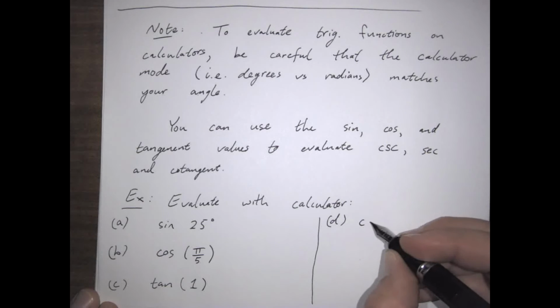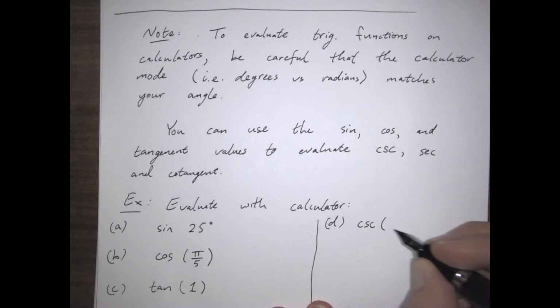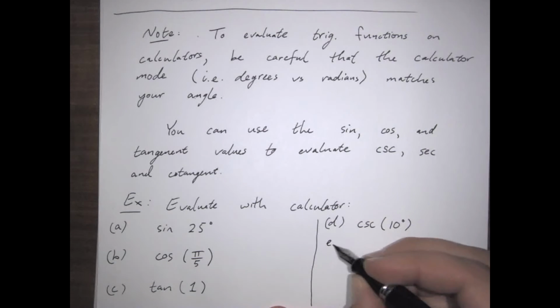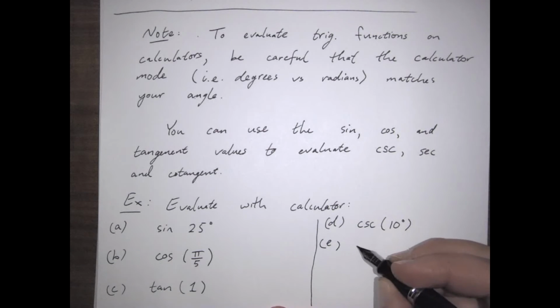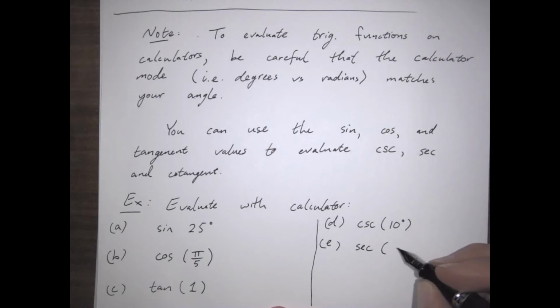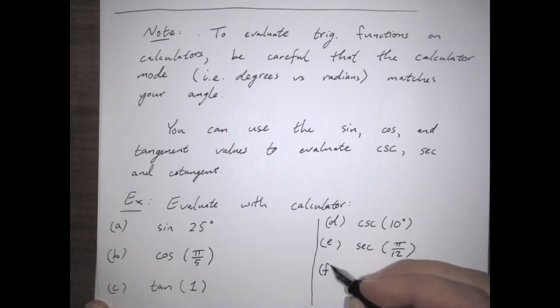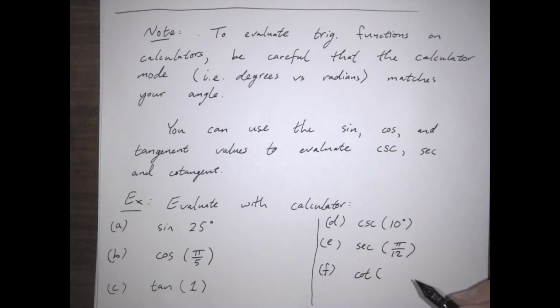Let's say cosecant of 10 degrees. Let's say here we want secant of, let's say, pi over 12, and then lastly cotangent of 81 degrees.